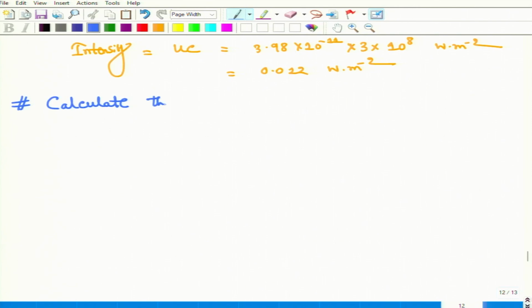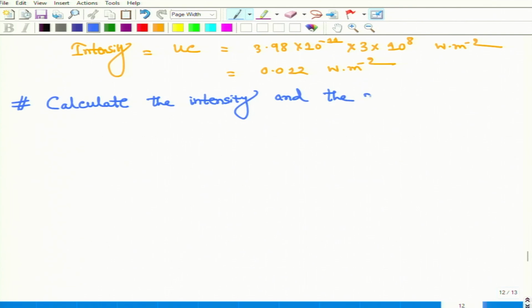Calculate the intensity. This problem I had written in the last class, but we did not solve it because we were not aware of the intensity formula and these things.